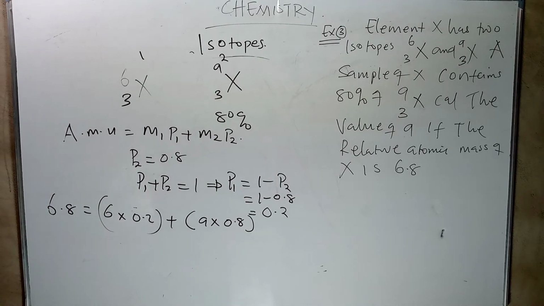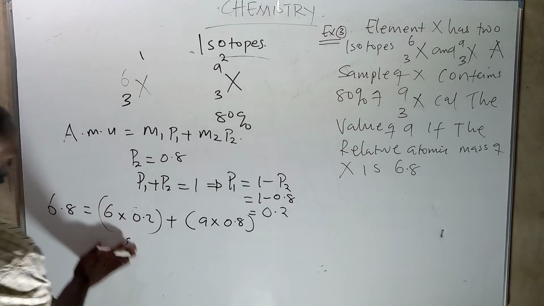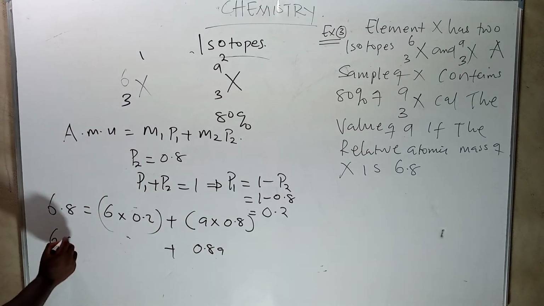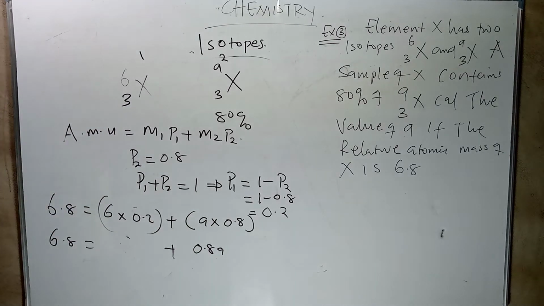And so if you times everything together, 6 times 0.2 should give you 1.2. This one will give you 0.8A. So 6.8 is equals to 6 times 0.2. Let me punch it. That will give you 1.2.